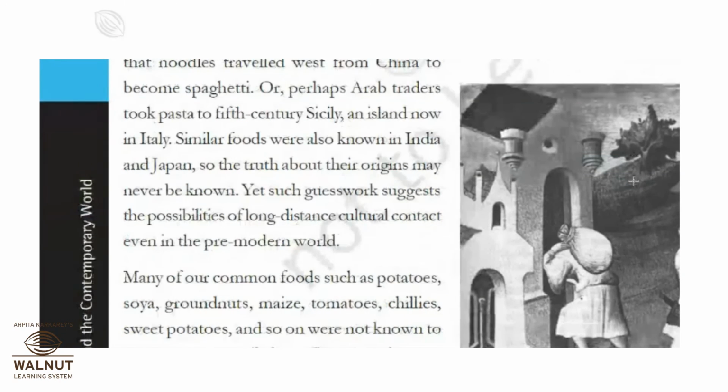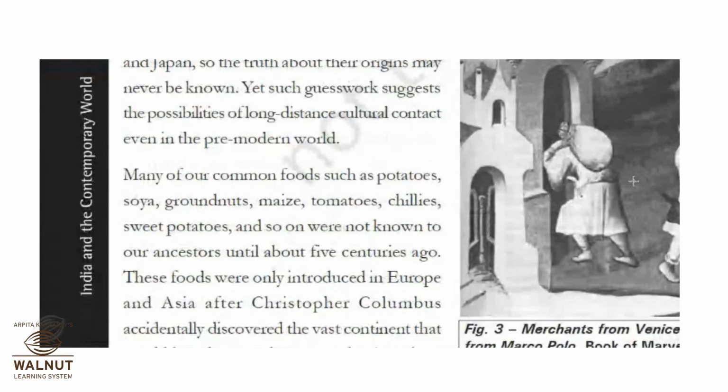Yet such guesswork suggests the possibilities of long distance cultural contact even in the pre-modern world. Many of our common foods such as potatoes, soya, groundnuts, maize, tomatoes, chilies, sweet potatoes, and so on were not known to our ancestors until about 5 centuries ago.